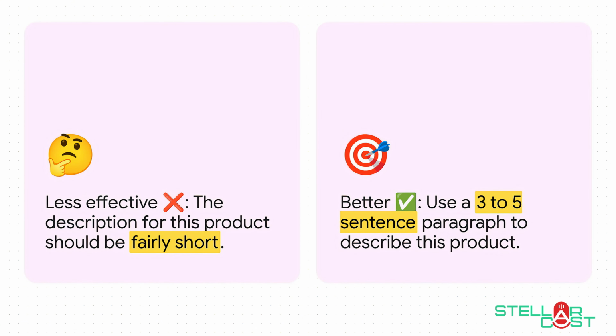So yeah, the big takeaway here is you have to eliminate ambiguity. What does fairly short even mean? To me, it might be 2 sentences. To the AI, it could be 10. It's useless. But use a 3 to 5 sentence paragraph? Well, that's a concrete, measurable instruction. That kind of precision is what gets you predictable, high-quality results every single time.